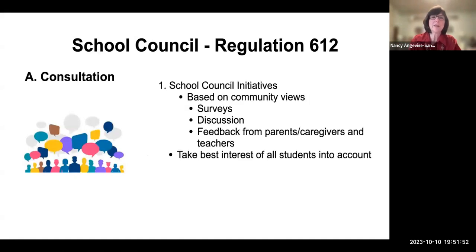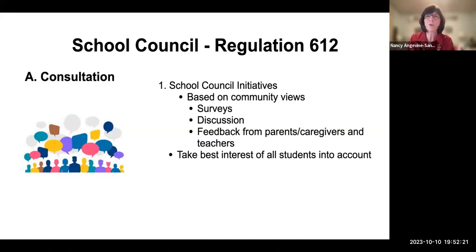Let's start with consultation. What sort of things would you consult with your parent caregiver body about? Well, school council initiatives. And those initiatives should be based on the views of your community. What sort of things do they need to help them be able to support their children's learning? You can find that out by doing surveys. They can be online surveys, but don't stick to one method of doing that.